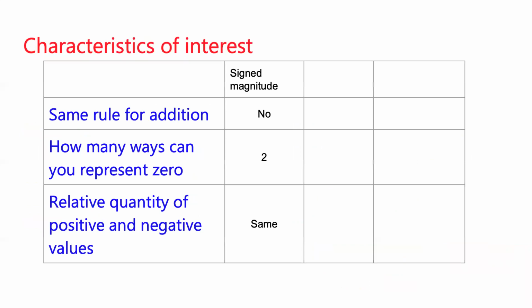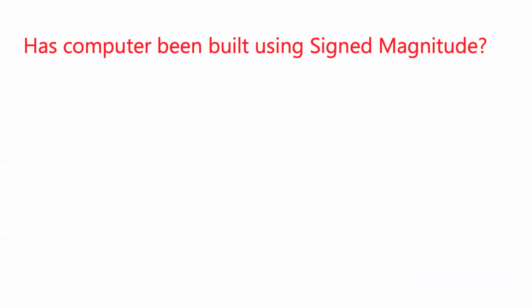So if I had to summarize, we had 3 things we said we cared about for a number system. For sign magnitude, we don't get to use a simple rule for addition. We don't get to use the same rule we used for adding unsigned values. We got two different ways of representing zero, essentially a positive and a negative zero, which we'd like to avoid. But we do win in the third category. There are just as many positive numbers as there are negative numbers. So it's symmetric around the zero. It's fair to positive and negative numbers.